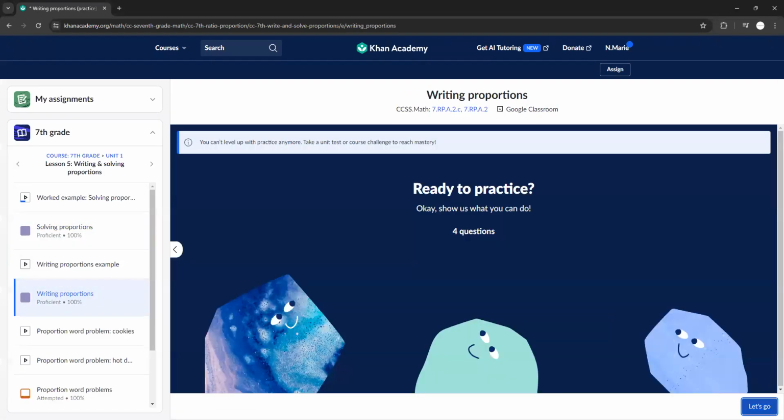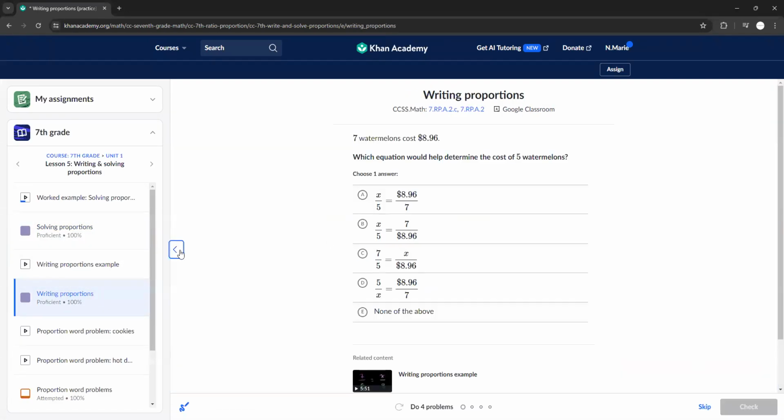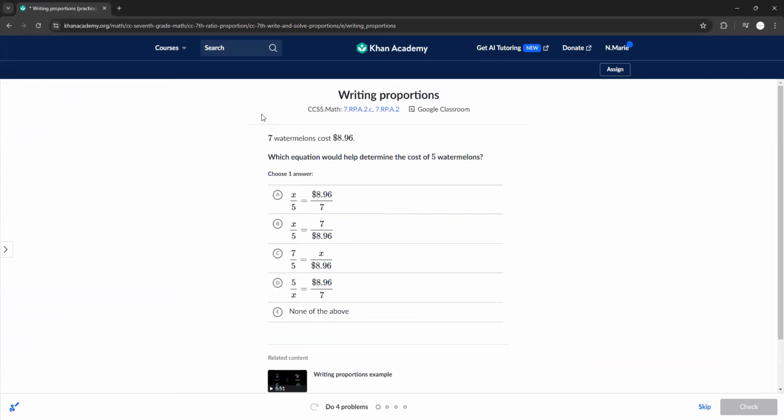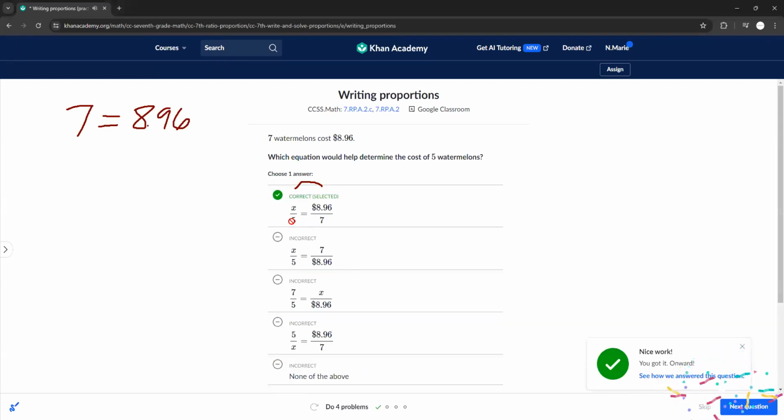All right, writing proportions. So when writing proportions, there's different ways you could write these. 7 watermelons is equal to 896. So when you're writing this, they need to be in one fraction together. And so if you're doing cost on top, you have to do it for both. You can't say, oh, this is cost over here, and this is for watermelons. So here, 896 goes with the 7, and whatever the cost is for 5 watermelons will go with the 5.